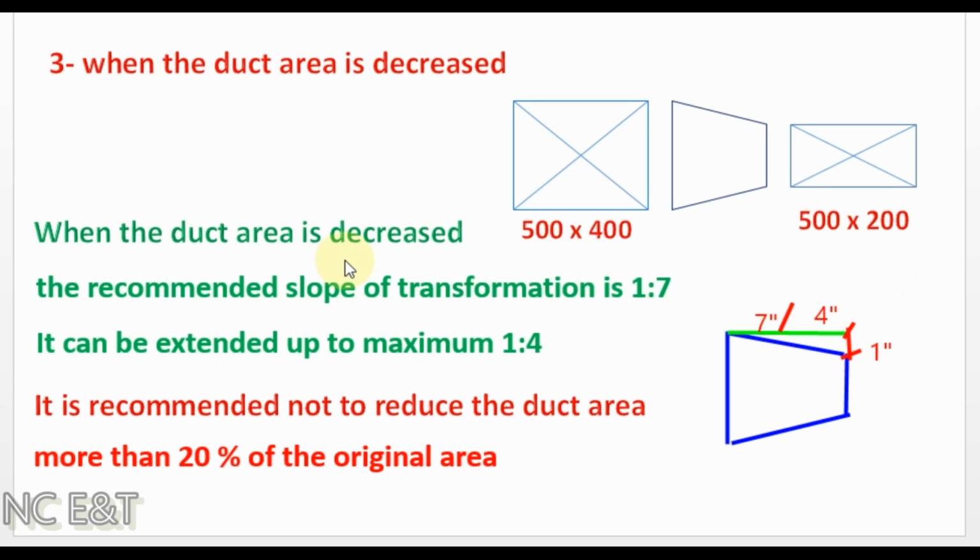When the duct area is decreased, the recommended slope of transformation is 1 to 7 and it can be extended up to a maximum of 1 to 4. If we need to fabricate a transition piece and we are decreasing the size by 1 inch, it is better to fabricate this transition piece in a length of 7 inch. If it is not possible, we cannot fabricate this piece in a length of less than 4 inch.